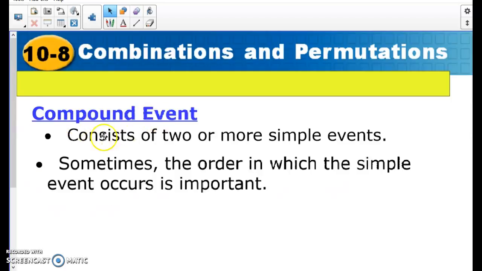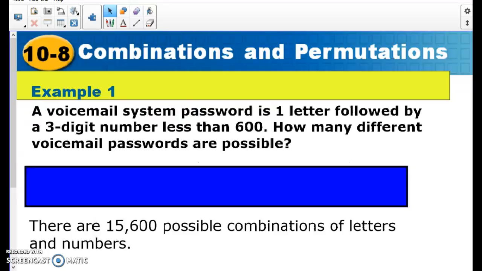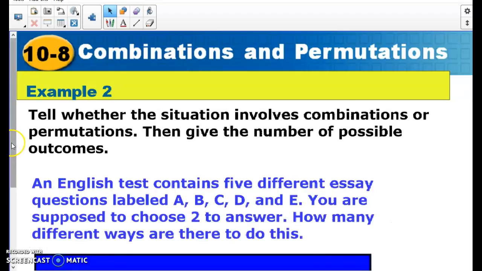Okay, so a compound event consists of two or more simple events. Sometimes the order in which a simple event occurs is important. This time, it doesn't say anything about the order. It says one letter followed by 3 numbers. So it says the letter has to go first. So we wouldn't pick 0, 0, 0, A. It'd have to be A, 0, 0, 0. But there's 15,600 different combinations for it.